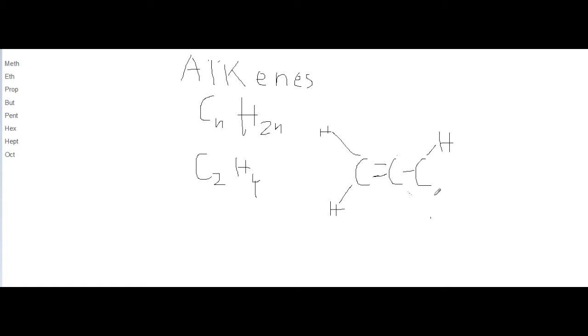And then we could just go ahead and continue the molecule just like that. Again, you notice we have three carbons, six hydrogens, so CnH2n. That's for the alkenes. Now let's move on to the alkynes.